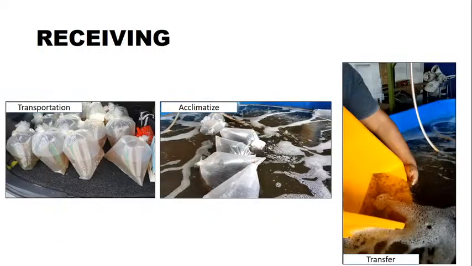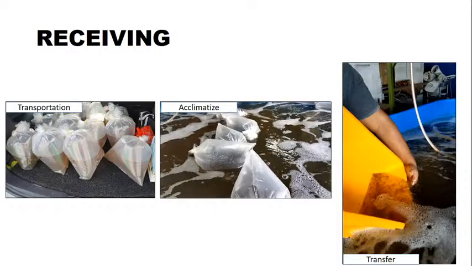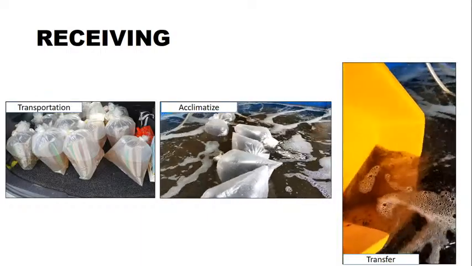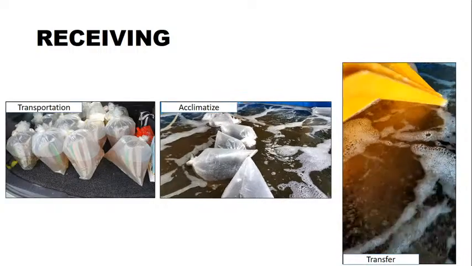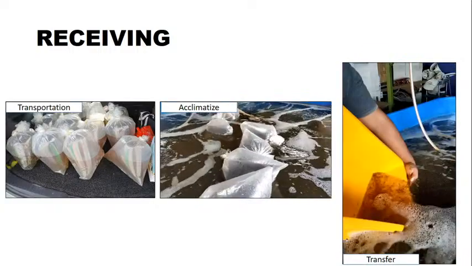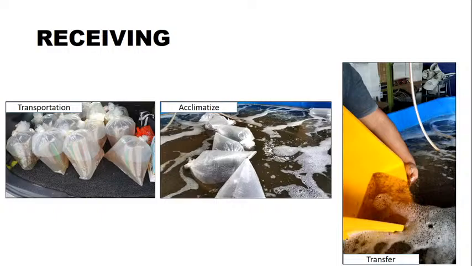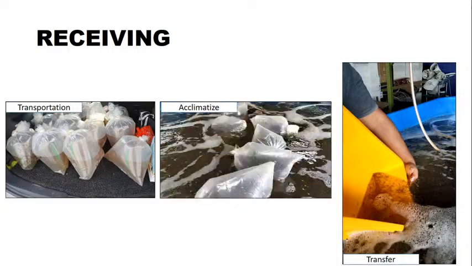This is how the plastic bag will look like after packing from the hatchery. Usually from our side, we will purchase just a small volume, around 10,000 to 15,000 PL. So we just use a normal car to transport them.